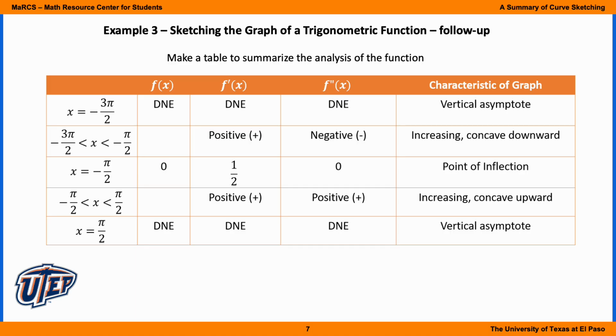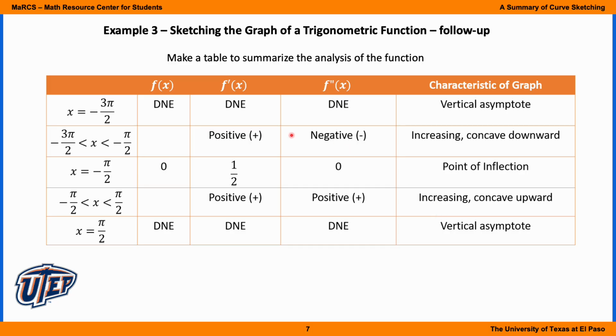Now here's a summary of all the information we just collected. We have our test interval from negative 3 pi over 2 to negative pi over 2, our point of inflection, x is equal to negative pi over 2, and our other test interval, negative pi over 2 to positive pi over 2. The first derivative on the first interval is positive, so that means that the function is increasing. The first derivative on the interval negative pi over 2 to pi over 2 is also positive, so that means that the function is increasing on that interval.